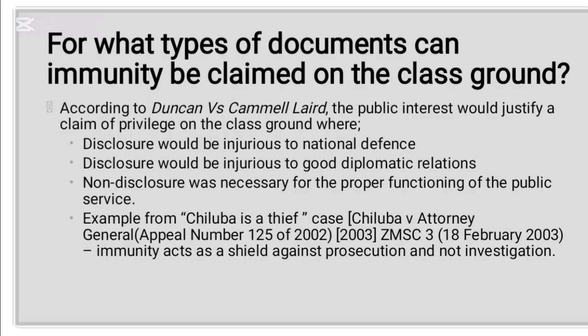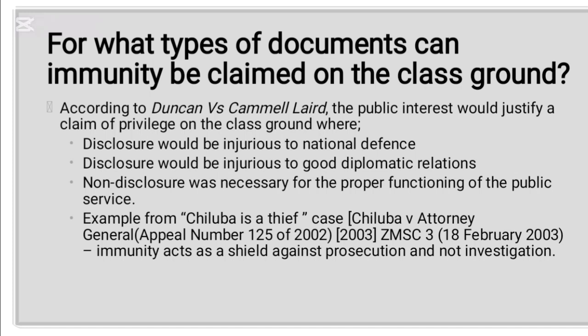So now we'll look at for what types of documents can immunity be claimed on the class ground. According to the case of Duncan versus Camel, public interests would justify a claim of privilege on the class ground where disclosure would be injurious to national defense, where disclosure would be injurious to good diplomatic relations, and where non-disclosure was necessary for the proper functioning of the public service.